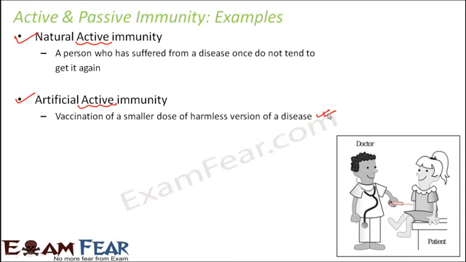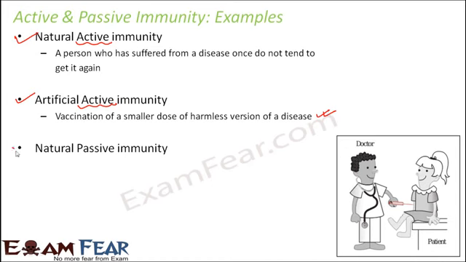Now with this, the body did not suffer from that disease, but the body is ready to fight when that actual attack occurs. So vaccines are available against many diseases like flu, cholera, hepatitis A. So all these vaccines are available, and they should be taken by a person quite beforehand. So once you take these vaccines, the possibility that you will suffer from these diseases gets minimized to a large extent.